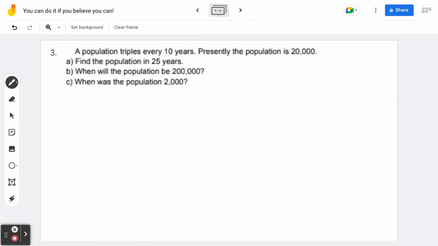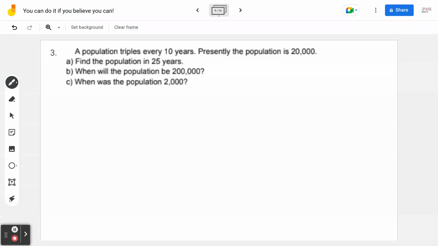Example number 3. There are 4 word problems we're going to practice. Some of them have multiple parts. So for number 3, the question says a population triples every 10 years. Presently, the population is 20,000. A, find the population in 25 years. B, when would the population be 200,000? And C, when was the population 2,000?